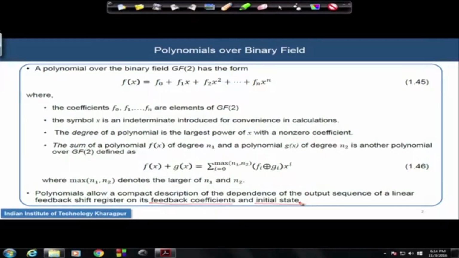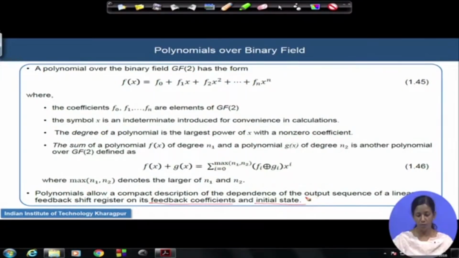So, in a linear feedback shift register, the output sequences we have already generated in the last classes have a deep relation to the way the feedback logic is designed and the way the initial states are given. Polynomials are the bridge, a compact description, I should say, which shows us the dependence of this output generated sequence on the feedback coefficients as well as on the initial state.